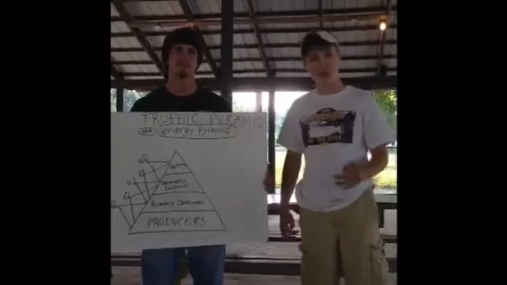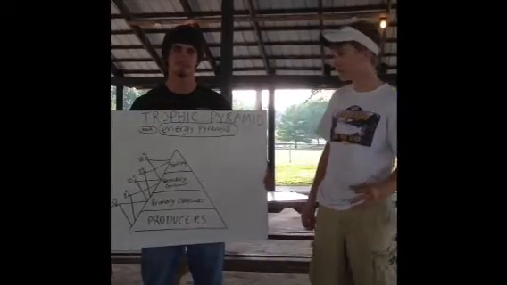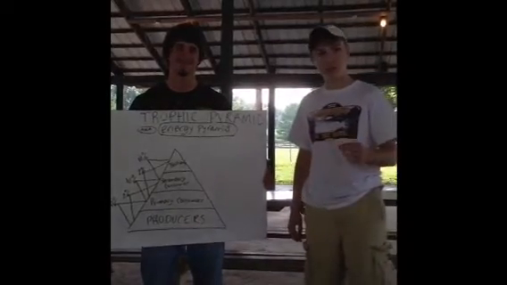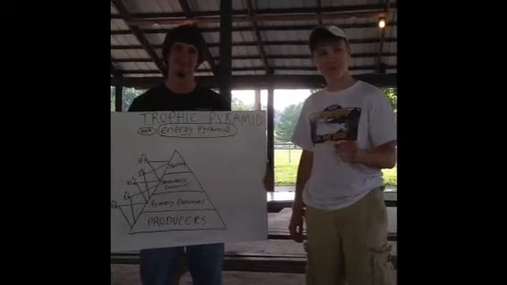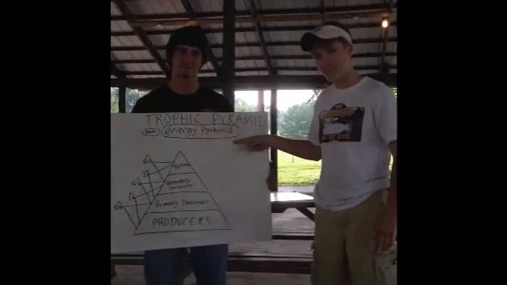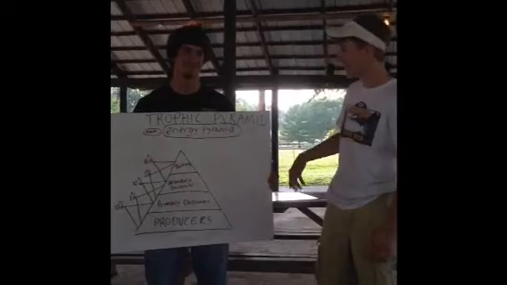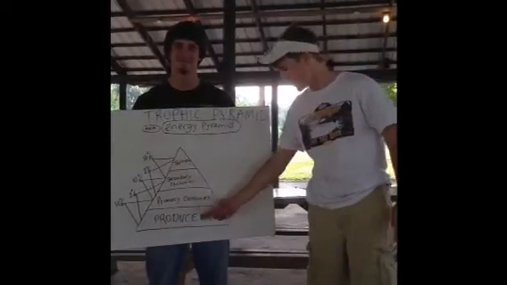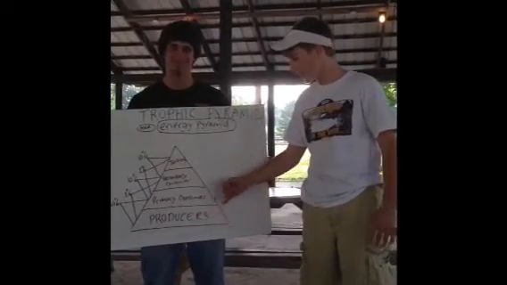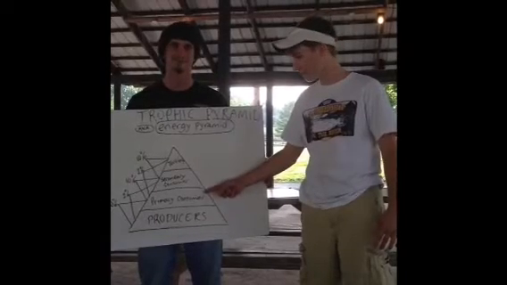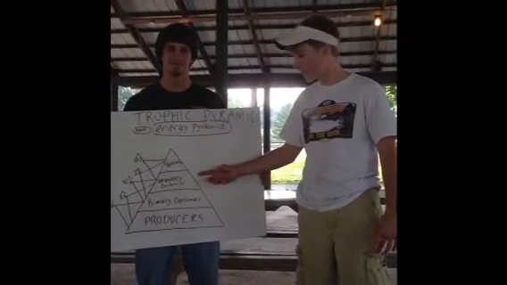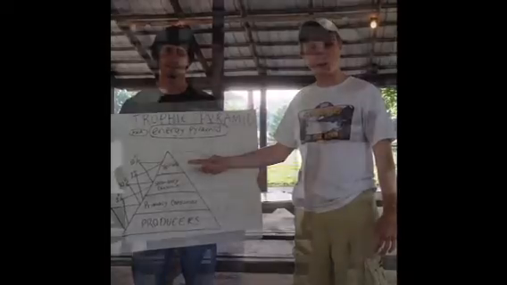Alright, when it comes to the flow of energy through an ecosystem, one thing you need to know is the basics of the trophic pyramid, aka the energy pyramid. On the first level, you got your producers. Second level, you got your primary consumers. Then you got your secondary consumers. Then you got your tertiaries.